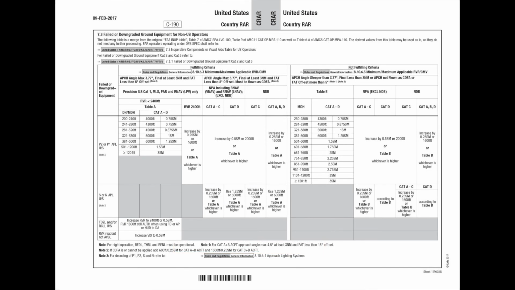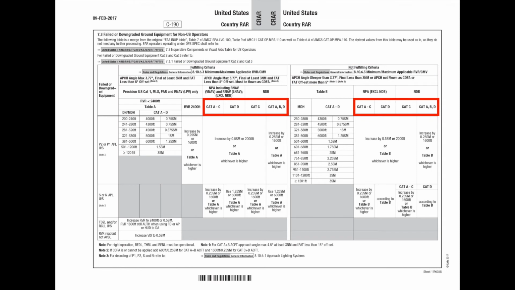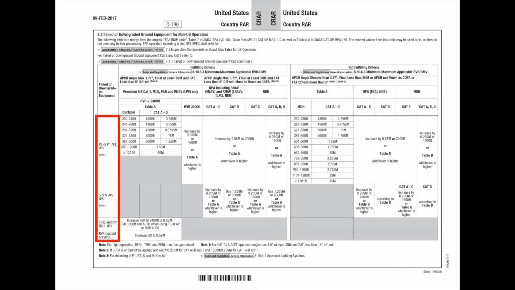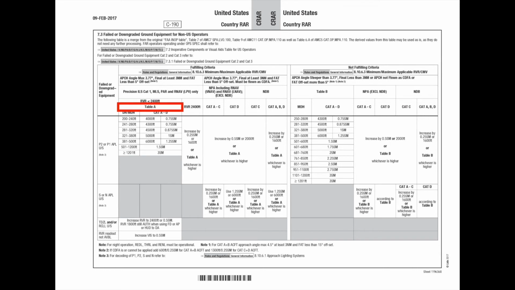This table is for non-U.S. operators operating within the U.S. Again, simply locate the applicable approach type at the top of the table, the aircraft category, and the equipment failure or downgrade on the left-hand side. Then read off the change to the minima which need to be implemented. You may be referred to a Table A for high-quality approaches, these approaches fulfilling the criteria as stipulated by EASA, or Table B for low-quality approaches.